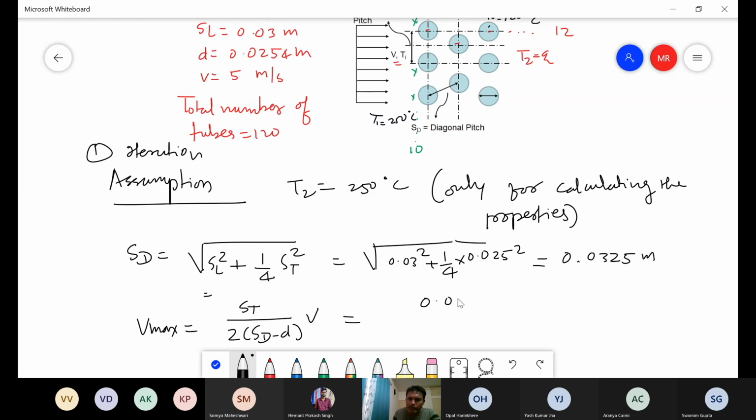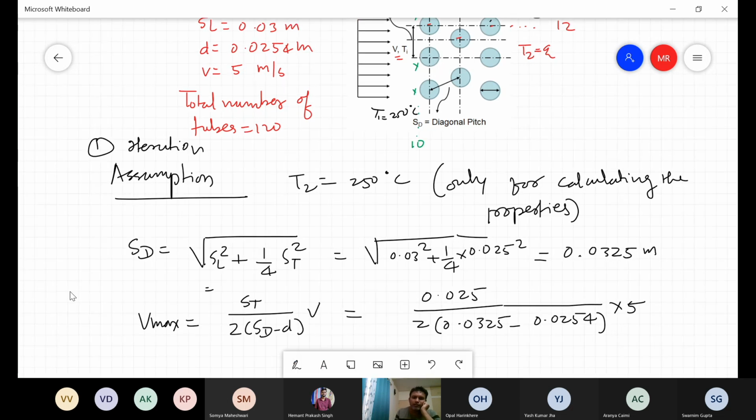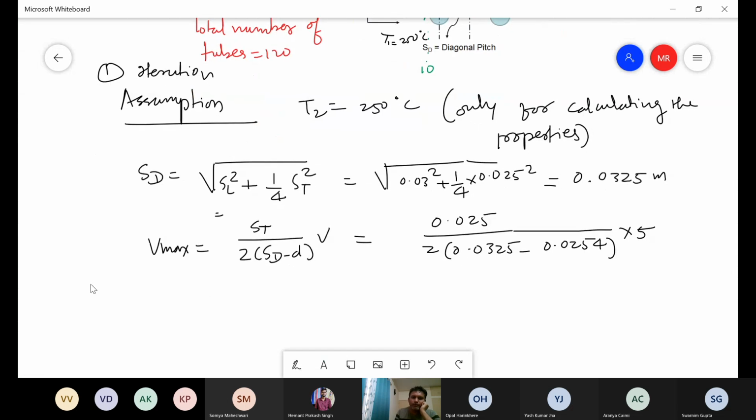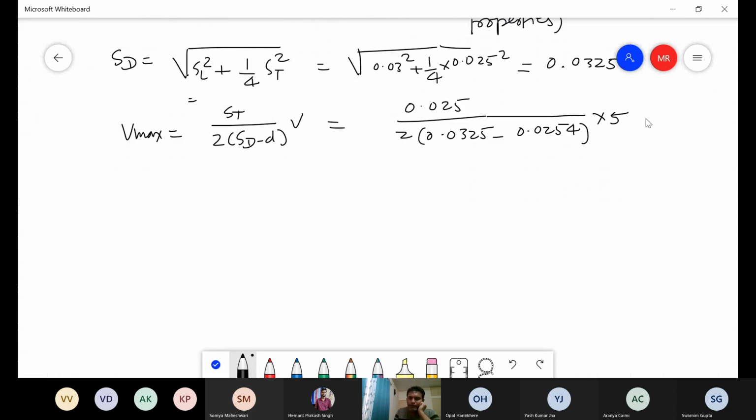ST we already know, that is 0.025 divided by 2. SD we have calculated, that is 0.0325 minus diameter, 0.0254, the diameter of each tube, multiplied by 5, that is the velocity given. So Vmax comes out to be 8.803 meter per second. Is it clear to everyone?